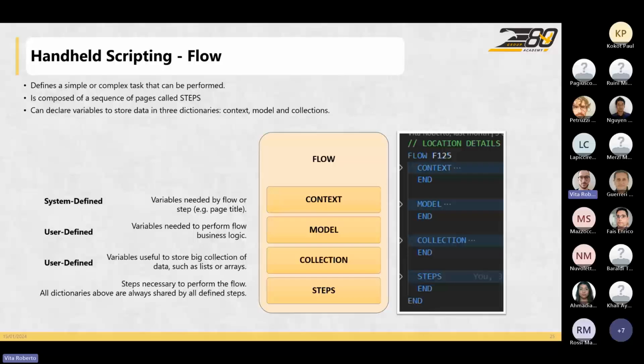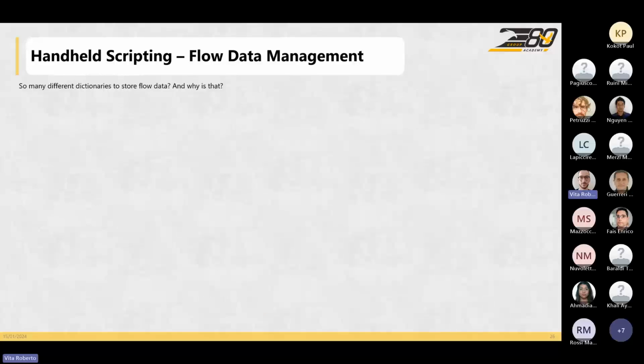On the right side, in the picture, we can see a simple flow declaration. So flow with an identifier, context section, as we said, model section, collection section, and steps section, of course. Flow data management. So we said that we have three different dictionaries to store flow data. Why is that?